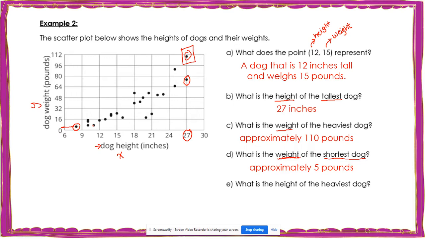What is the height of the heaviest dog? Well, we already found our heaviest dog was this dog right here. We knew that because heaviest is over here on my weight, so it would be the point that is highest up. Well, this point is our highest point. Now, this doesn't ask for its weight, it asks for its height. Well, its height is going to be down here. So when I look at its height, I see that its height is right here at 27. So the heaviest dog has a height of 27 inches.